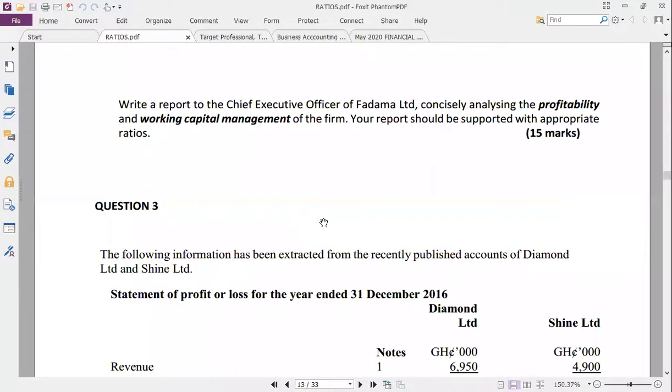Good. Now, there's a question here. If you go to Fadama, they ask us to explain the profitability and the working capital management. Working capital management talks about the efficiency ratios. The first 4 efficiency ratios that we did, that's working capital management: inventory days, receivable days, payable days, cash operating cycle, or net working capital cycle. So you need just profitability and the working capital management. And then it also includes the liquidity ratios. You can combine the liquidity ratios. Okay, that's very good.